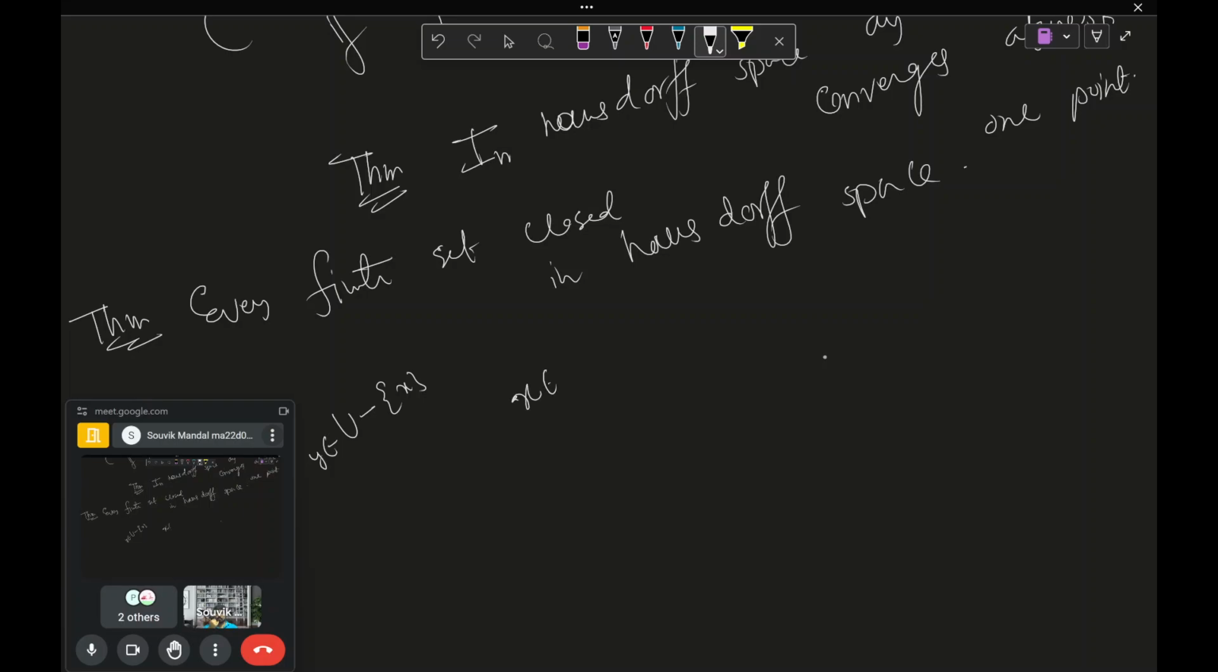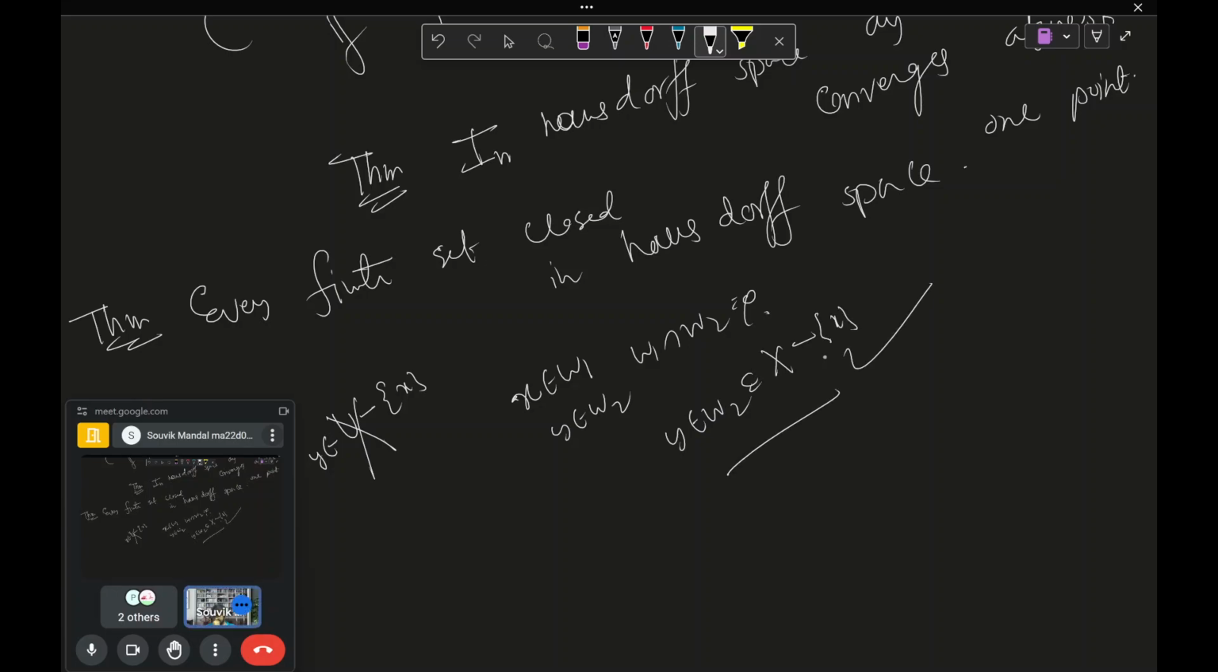So the point Y in the X complement is an interior point of X complement. So X complement is an open set. So X must be a closed set. Correct. Very good. Nice. Thank you, sir.